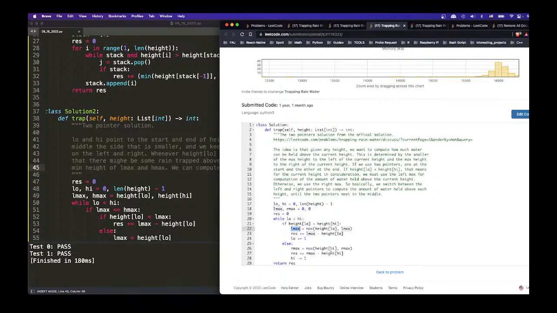And actually at that moment, height low is actually pointing to the maximum of all the heights. This is actually the maximum of all the heights. And now we go to the right side, and height high is actually the maximum as well.